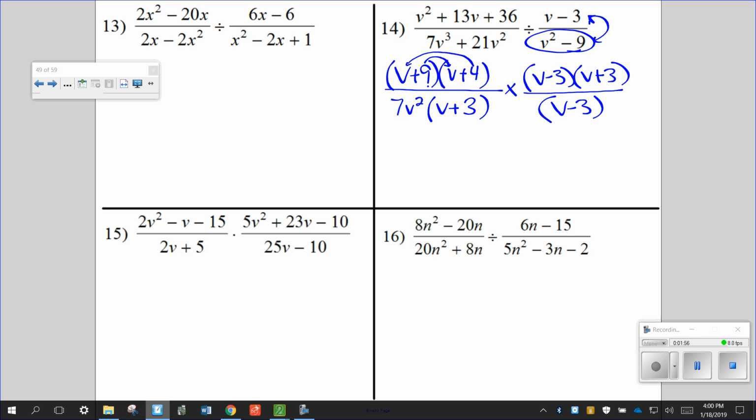So now, since we're multiplying, we can just look at our factors and see what we have in the numerator and what we have in the denominator. So I can see right here I have a v minus 3 divided by a v minus 3, and that equals 1, so I can divide those out. I have a v plus 3 and a v plus 3, so those divide out as well. And all I'm left with is v plus 9 times v plus 4 over 7v squared.